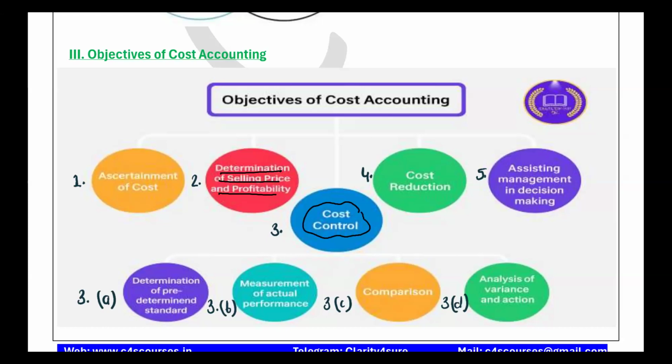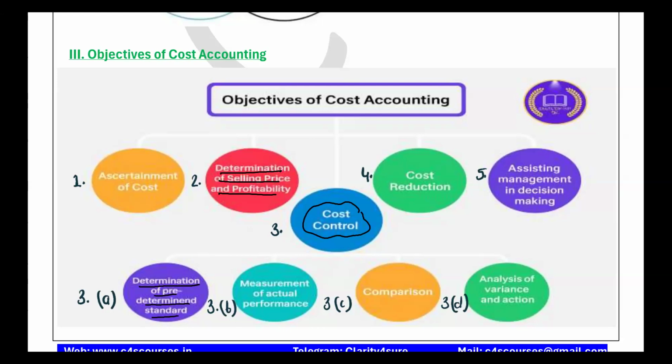With the inflation and everything in the market, they need to understand cost control very much, right? Cost control is a broader concept because they need to divide it into four categories. First, they will determine the predetermined standard. What is the determined standard of this burger in the market, right? They need to understand that.